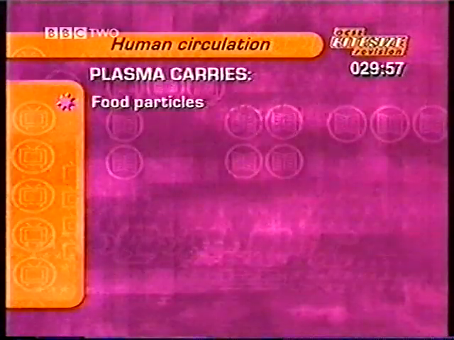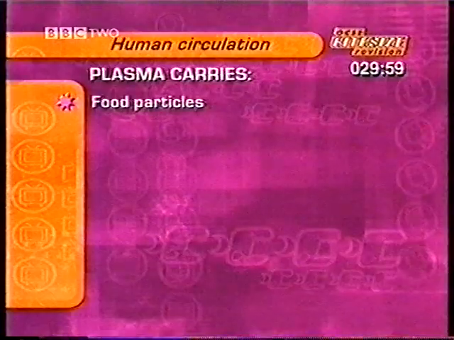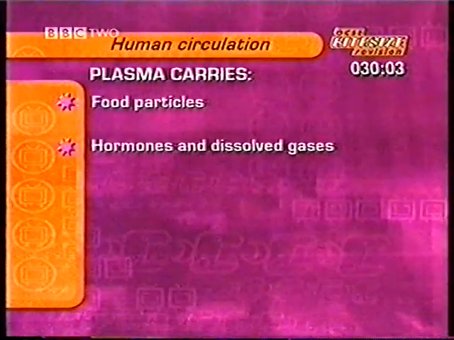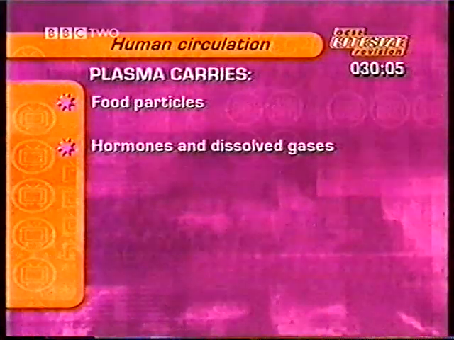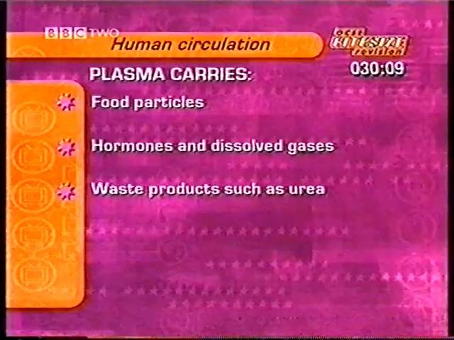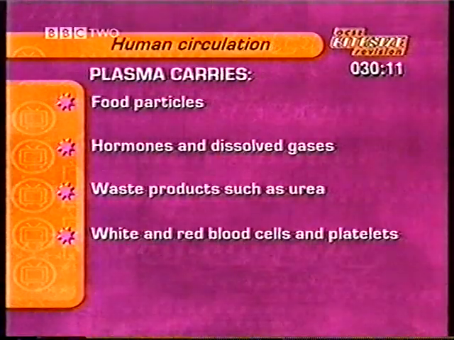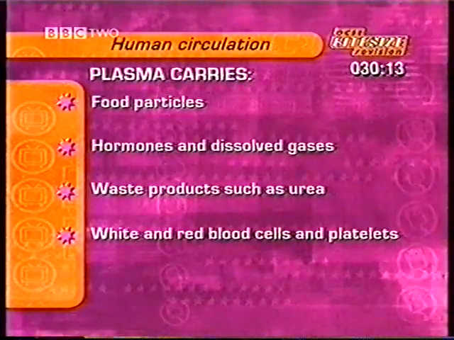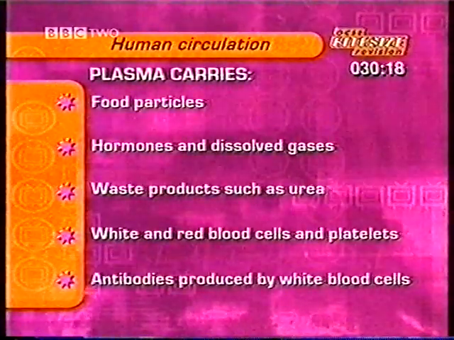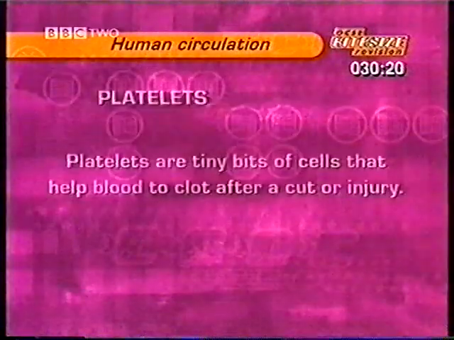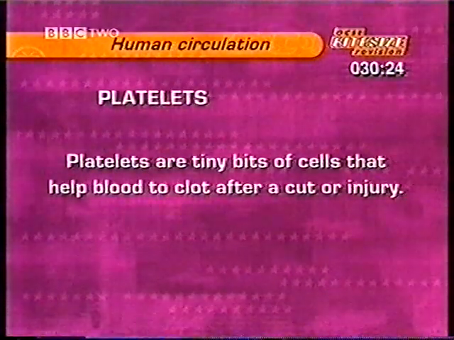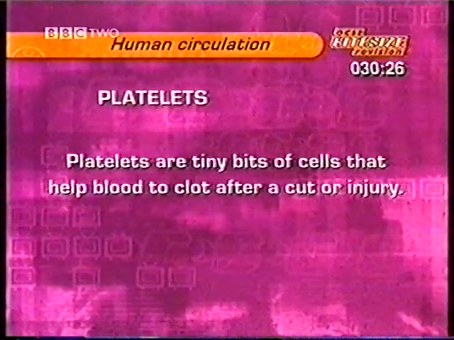It carries digested food particles like glucose and amino acids and dissolved mineral salts, hormones and dissolved gases such as oxygen and carbon dioxide, waste products such as urea, the white and red blood cells and platelets, and antibodies produced by the white blood cells. Platelets are fragments of cell which help the blood to clot after a cut or injury.